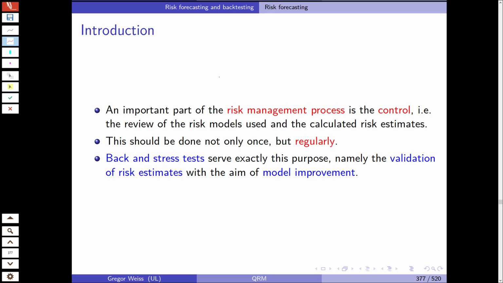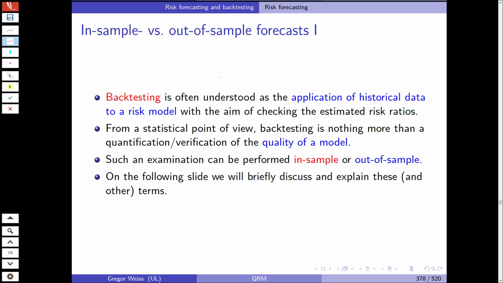Now, one important part of this risk management project, which we've talked a little bit about in this lecture, but more in the financial risk management class, is controlling. That is, reviewing the risk models that you've used and the calculated and forecasted risk estimates. You should do this not only once after installing a model, but regularly. And this is what back and stress tests do. That's exactly their purpose. They validate risk estimates on the basis of historical data, and they have the aim of model improvement.